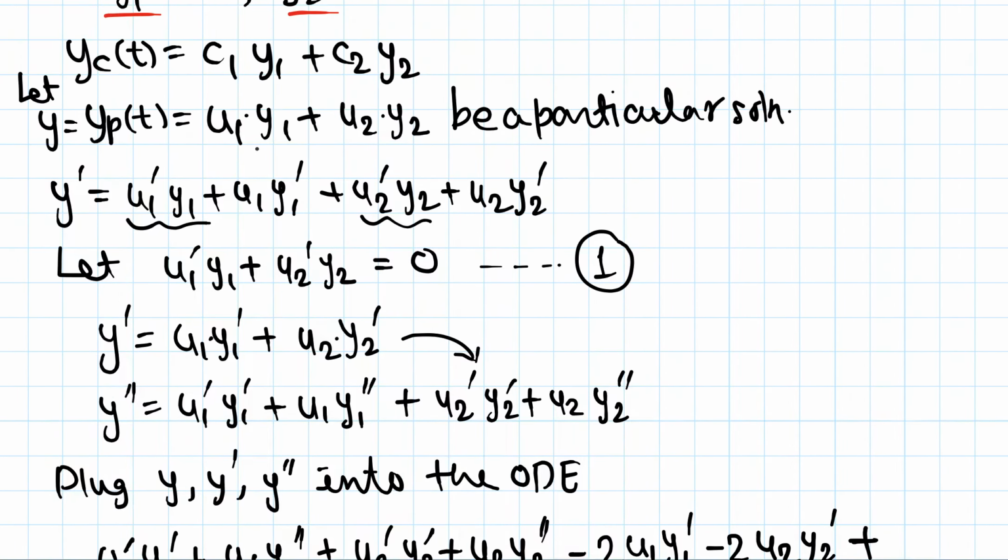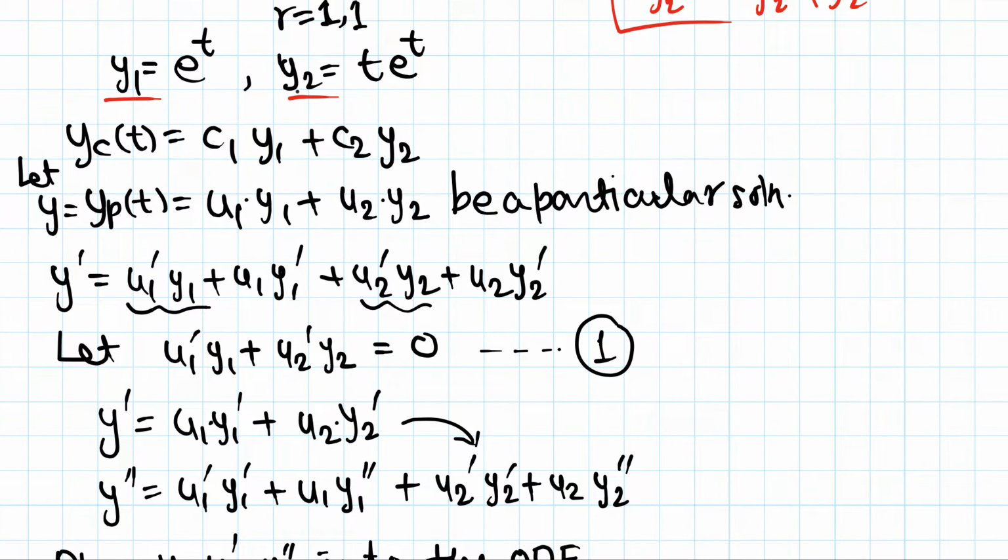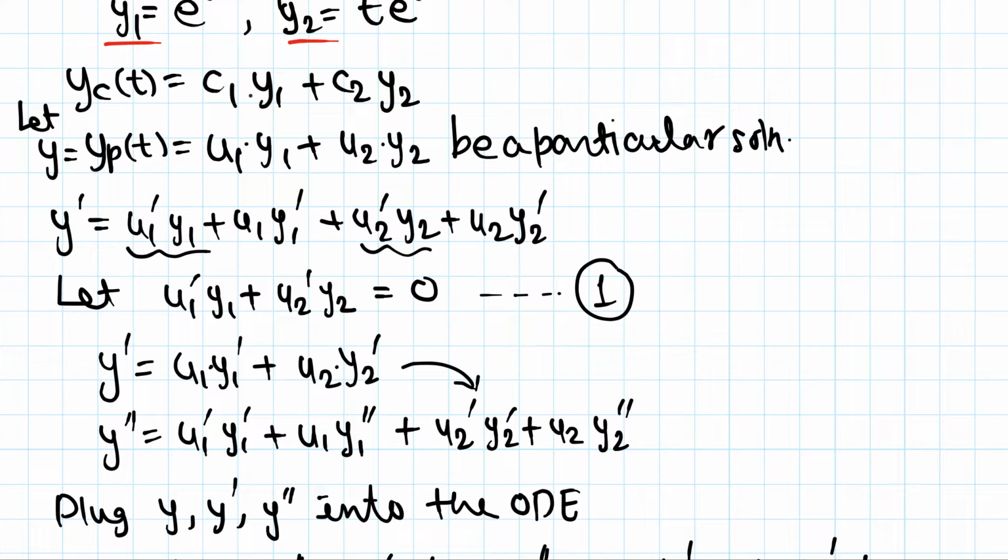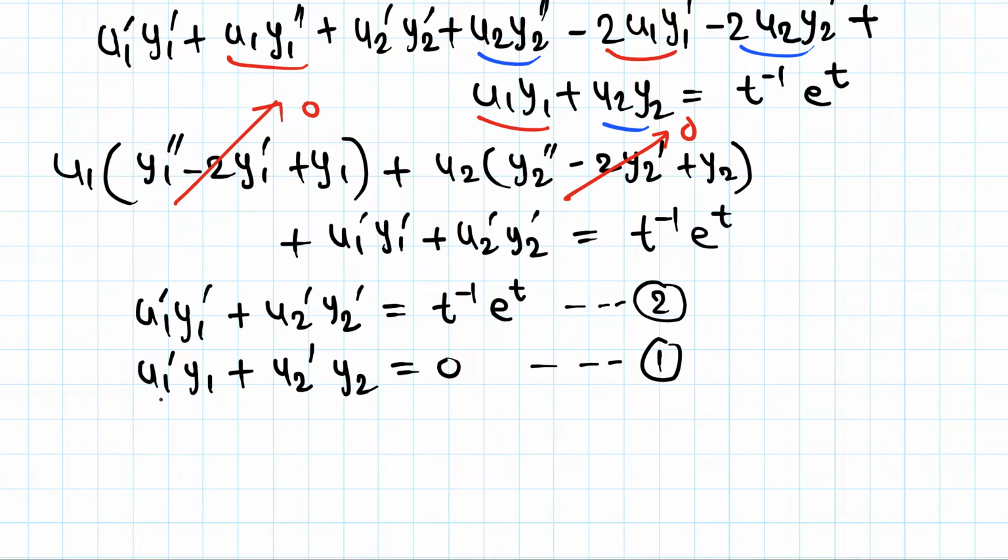In fact, after you find two solutions, y1 and y2, you can write the complementary solution, which is c1 y1 plus c2 y2. And for a particular solution we just vary the coefficients, that's the parameters. So u1 y1 plus u2 y2. The goal here is to determine u1 and u2. And after all this work, you can directly come here. u1 prime y1 plus u2 prime y2 equals 0, that is what we chose. Then the next equation will be u1 prime y1 prime plus u2 prime y2 prime equals the right hand side. That's equation 2.